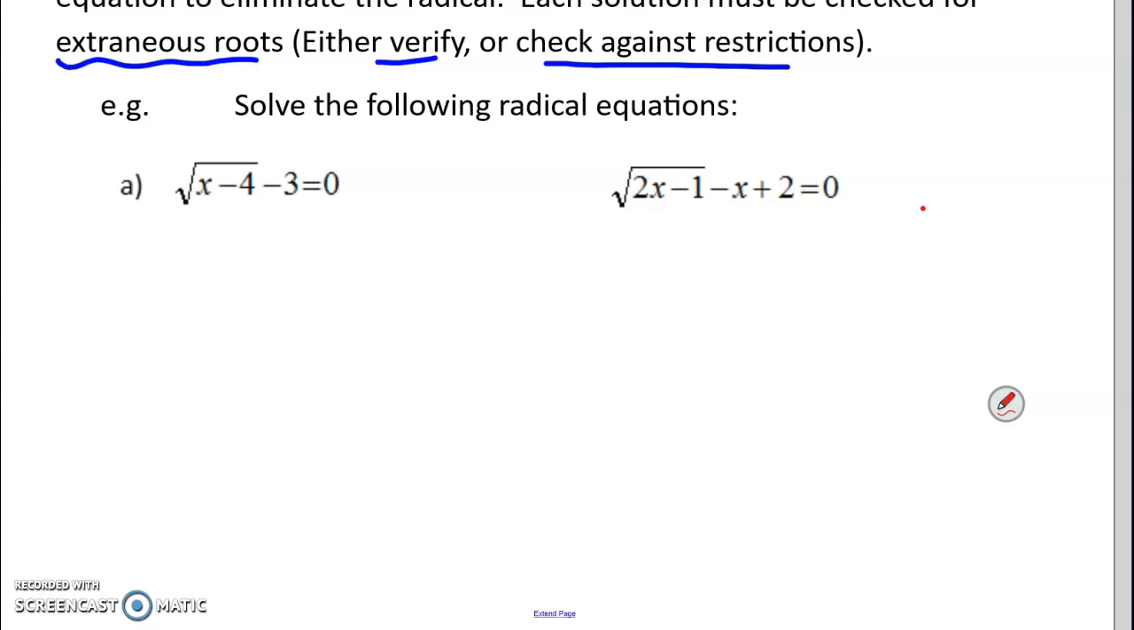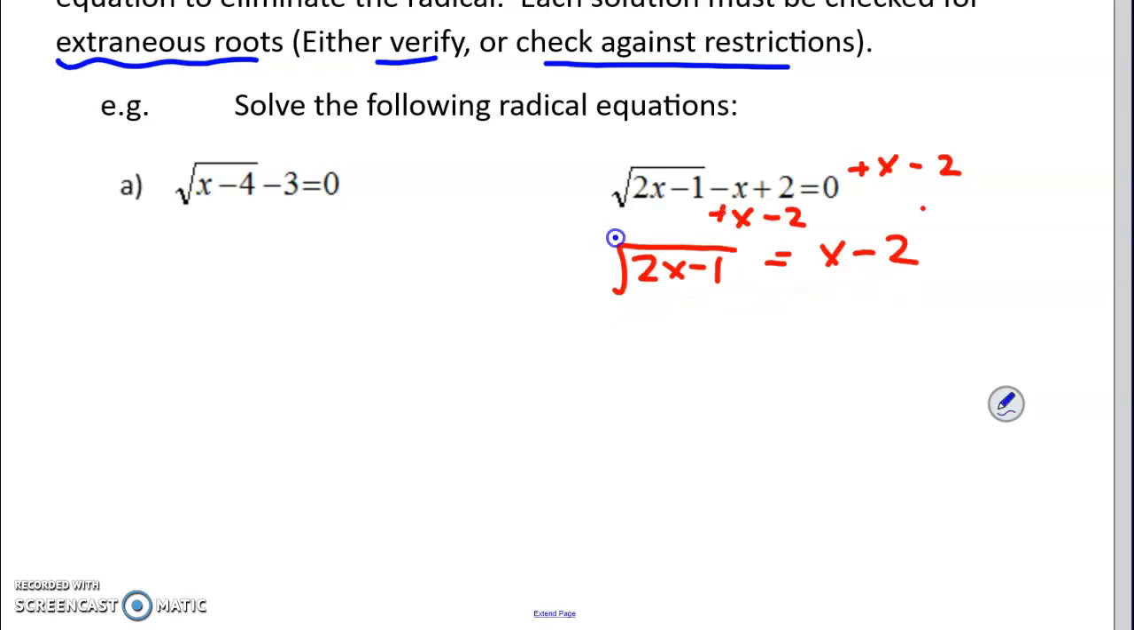Step 1 is still get the radical by itself. So I'm going to add the x over and subtract the 2 to the other side of the equation. So we get root of 2x subtract 1 equals x minus 2. Again, when I move the x and the 2 over.